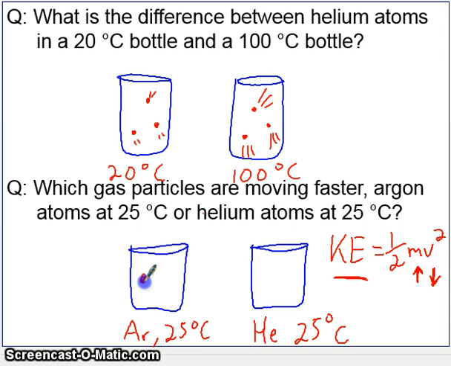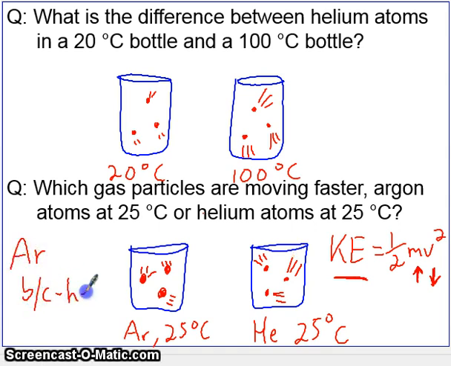The argon atoms are actually quite a bit bigger in terms of mass. So let's think about them being bigger. So they're slower. Let's actually draw the argon atoms moving slower. And the helium atoms are smaller, and let's draw them moving faster. That's the idea. So the answer is argon, because heavier, more massive particles move slower. And that's how you apply the kinetic energy equation to our idea of gases.